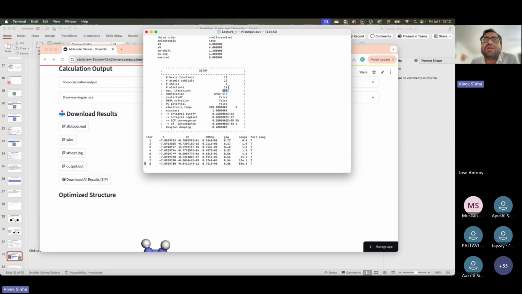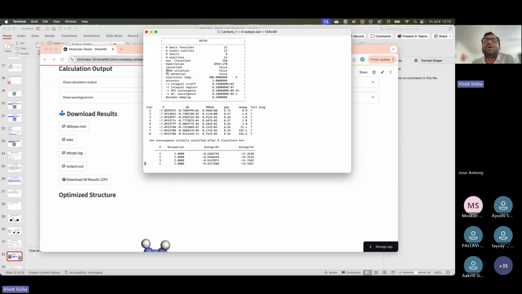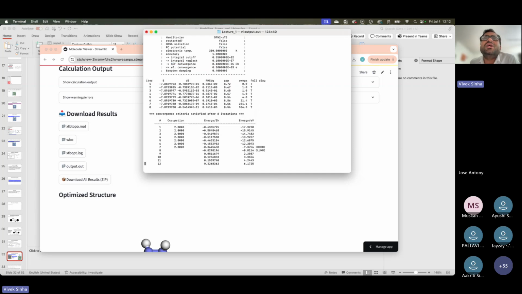The system has 14 electrons. It has 8 cells, and so on. We are not using any solvation. It's not a restarted calculation. There is no constraining potential. I think that's what PC potential means, but I'm not very sure. It also uses electronic temperature, you can ignore this term for now.